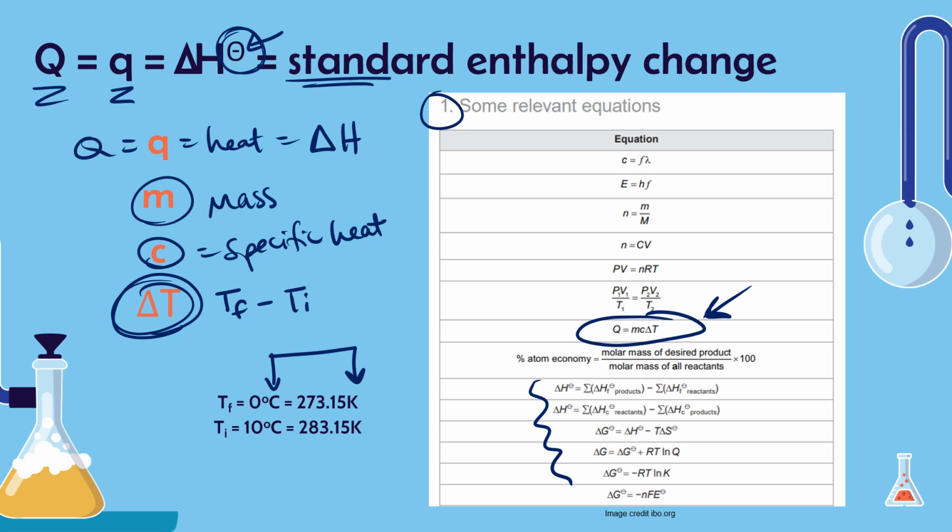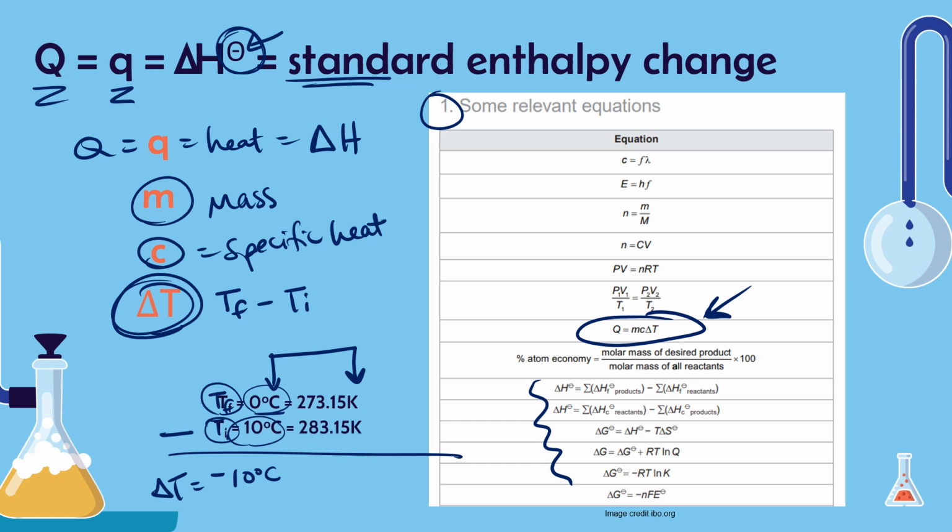Let's say that our final temperature is 0 degrees Celsius, but we started at 10 degrees Celsius. I'm going to subtract final temperature minus initial temperature. 0 minus 10 is going to give us a negative 10 degrees Celsius change. Our change in temperature is down 10 degrees, because we started at 10 and we went down to 0. TF minus TI, we had a negative 10 degrees Celsius change.